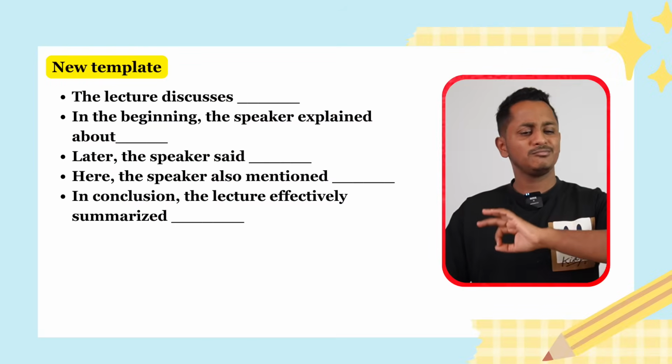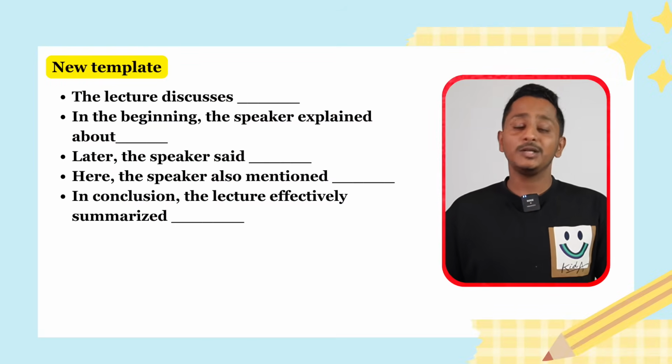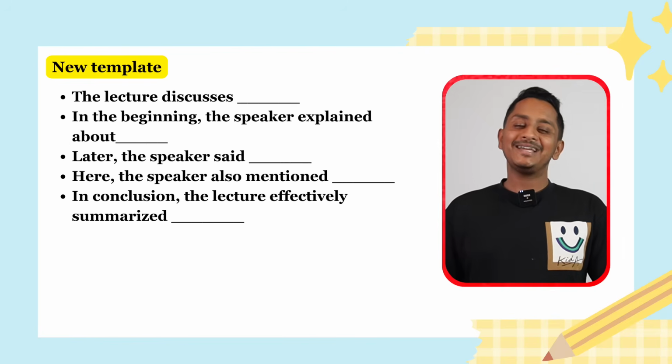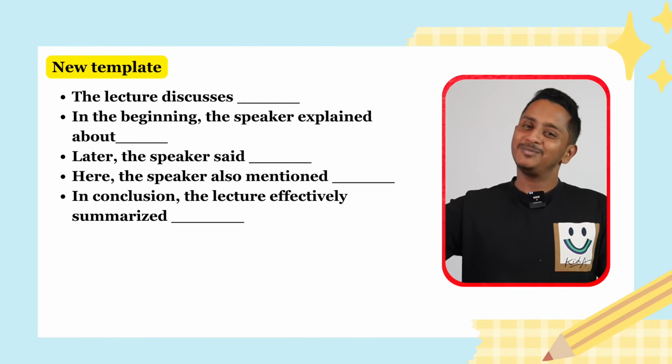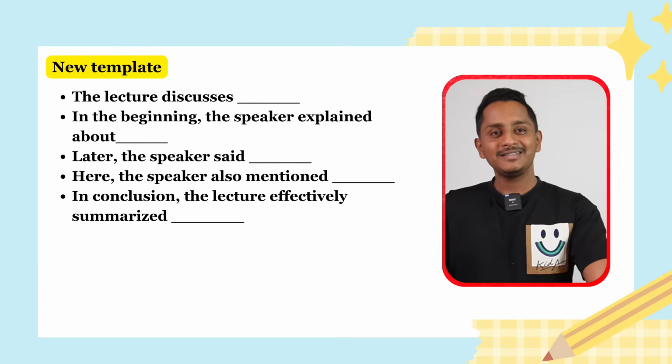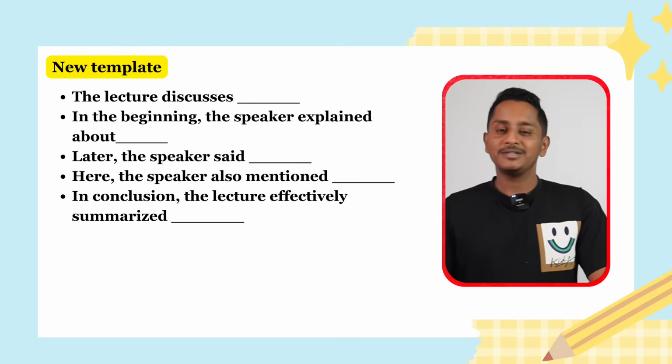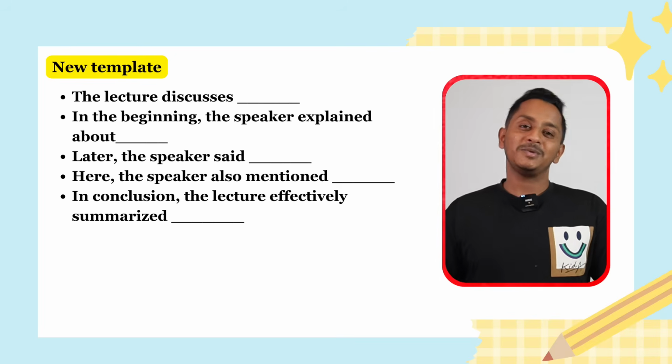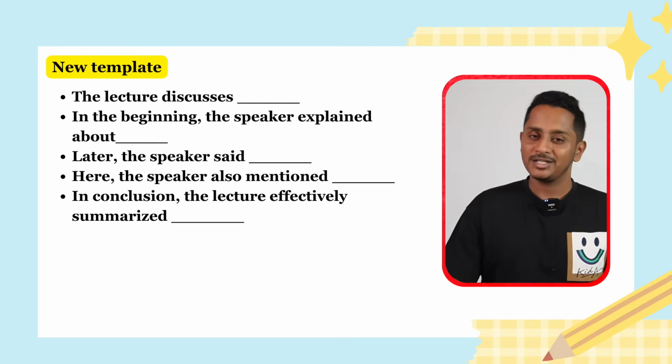Now we'll quickly move on to Retell lecture. This is the template used by all the students recently who got 90 overall, 89 overall. You can rely on this. Many have got speaking 90. The lecture discusses, in the beginning, the speaker explained about. Later the speaker said, here the speaker also mentioned. In conclusion, the lecture effectively summarized.